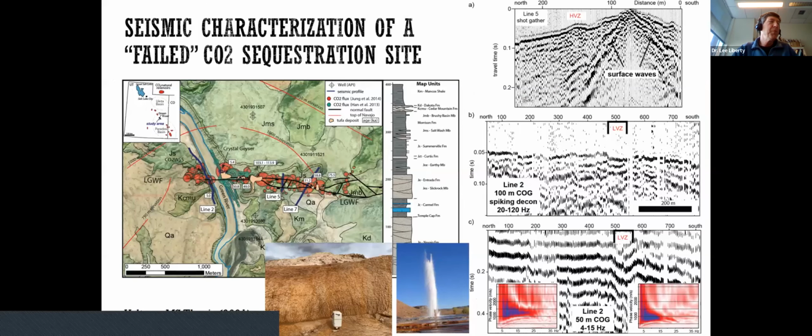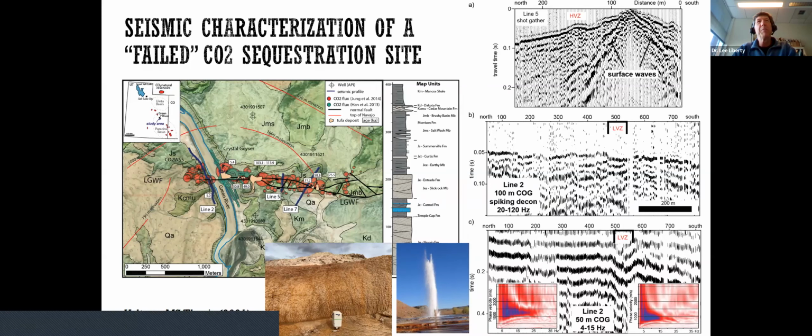Moving on to this site in central Utah. This is what I call seismic characterization of a failed CO2 sequestration site. This is the product of my student John Yelton's thesis this past year, and we just submitted a paper on this this past month. These circles here represent the amount of their CO2 soil flux measurements.